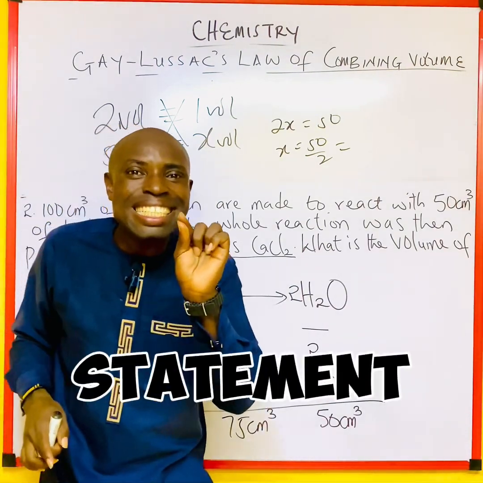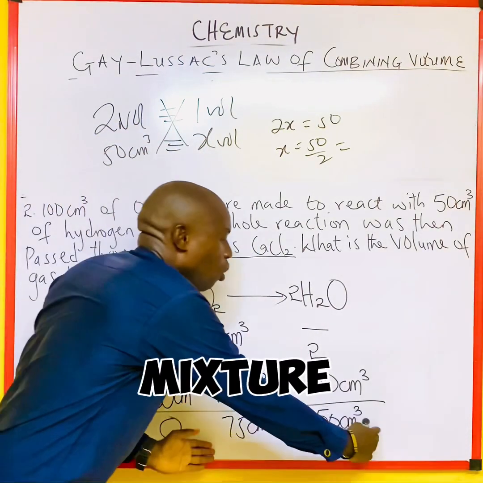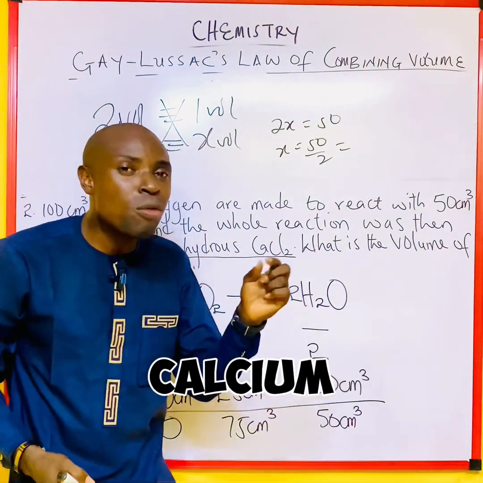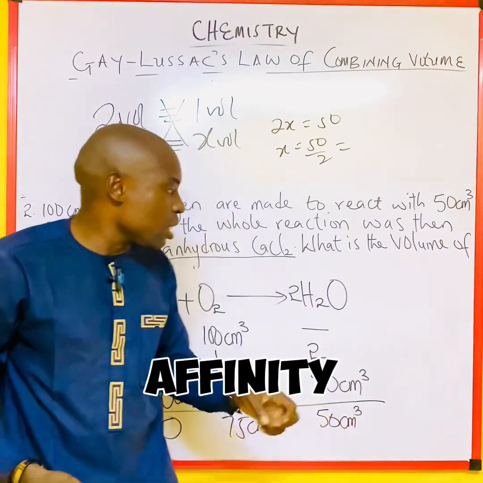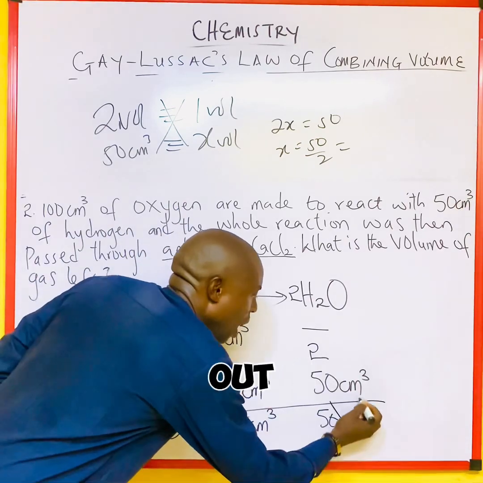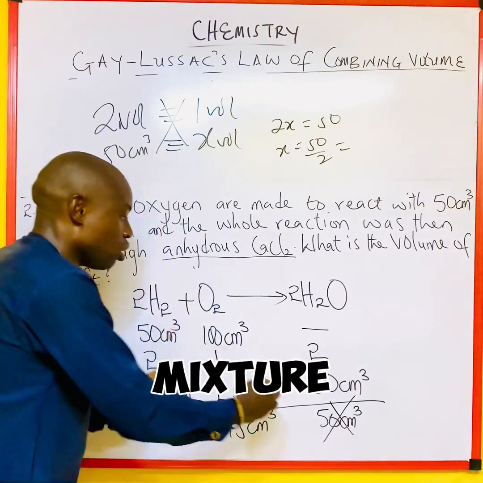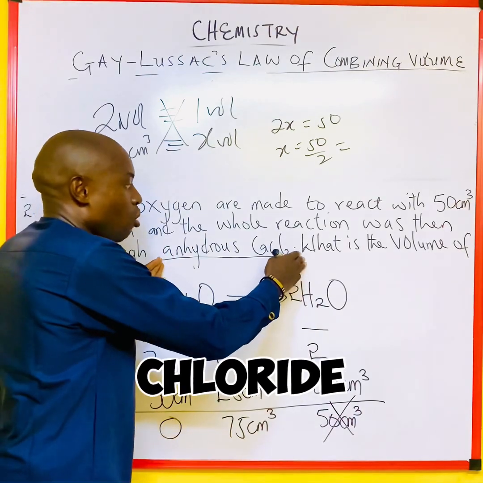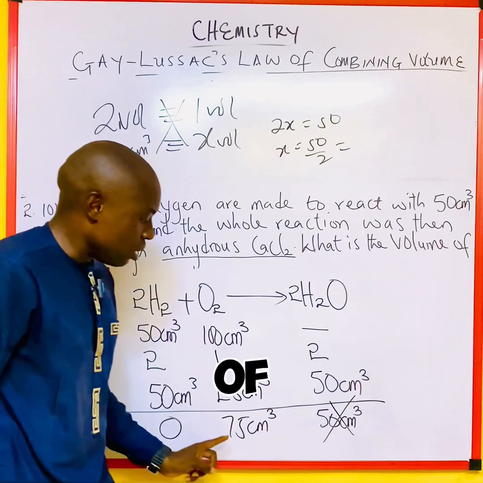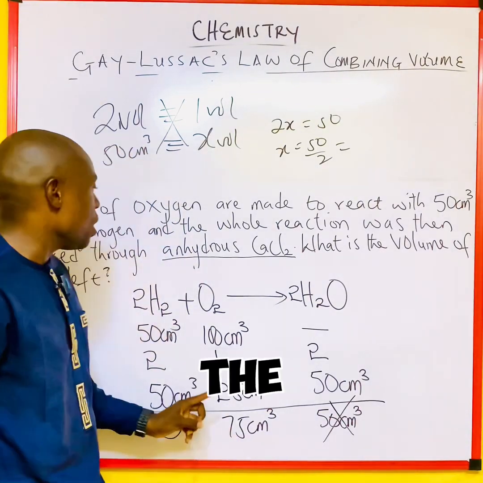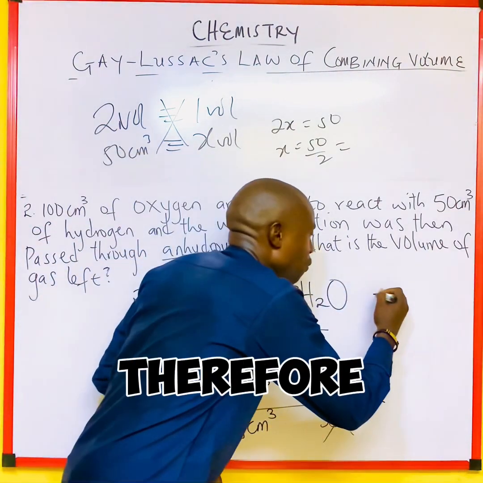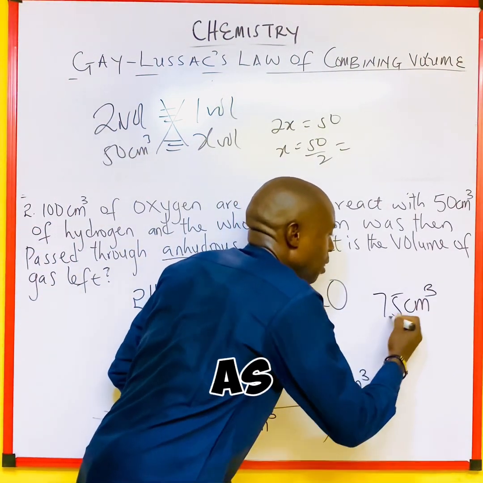But they used a statement here that the whole mixture will then pass through anhydrous calcium chloride. And anhydrous calcium chloride has a high affinity for steam, meaning it will remove this steam, right? Because this mixture was passed through anhydrous calcium chloride, it will absorb steam, leaving you with the 75 here. So the answer to this question, the volume of the gas left, is therefore 75 cm cube.